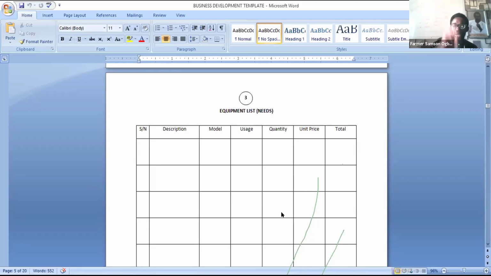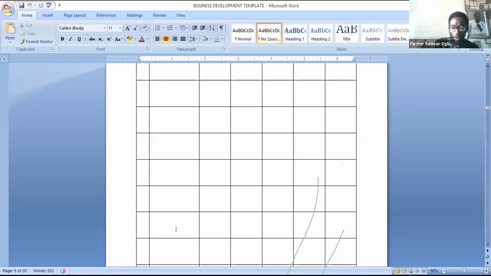So from here, we want to know how much of the funds that you need will be used on equipment. So in your business plan, remember that this is a business plan basically for money. You want to use it to borrow some money. So we need to know what equipment you need. I hope that makes sense.